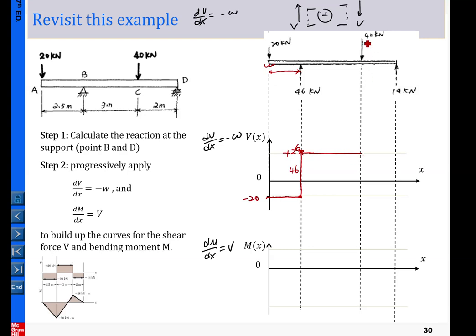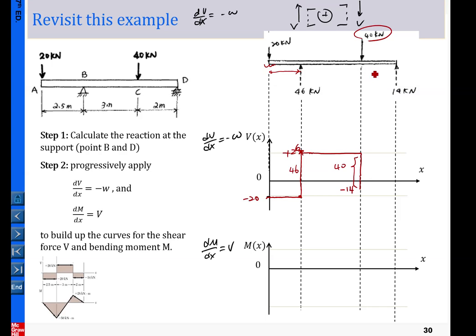Then down to here is a force pointing down, 40. So from here we move in the same sense by 40. So from 26, move downward by 40, so that is negative 14. Okay. So basically this distance is 40, as the downward by this.